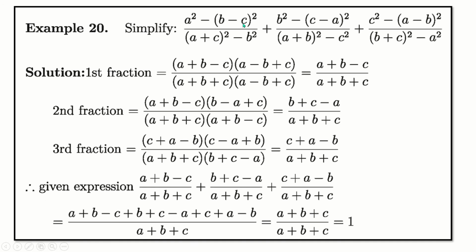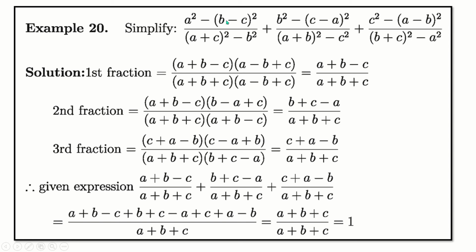Number 20, here a problem is given. We have to simplify. Okay, the first expression is this, but here it is in the form a square minus b square. Also here the same, a square minus b square. As a result, (a plus b) into (a minus b). Here also (a plus b) into (a minus b).